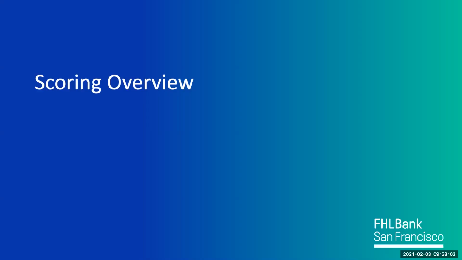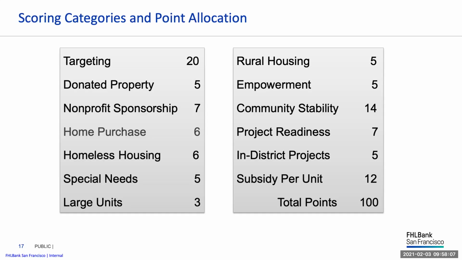Speaking of scoring, we will go over the scoring overview now. So as we go through the application, this is how the total 100 points for the application are allocated for the 13 scoring categories. Most of the categories are straightforward. All categories are now self-scorable.